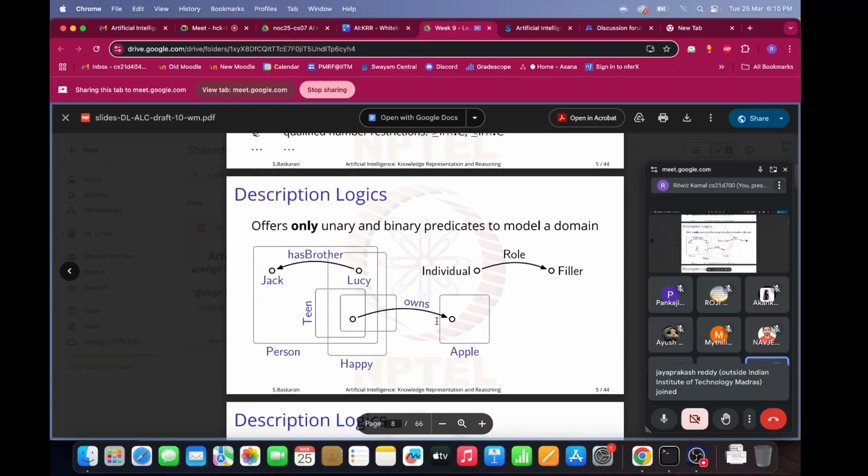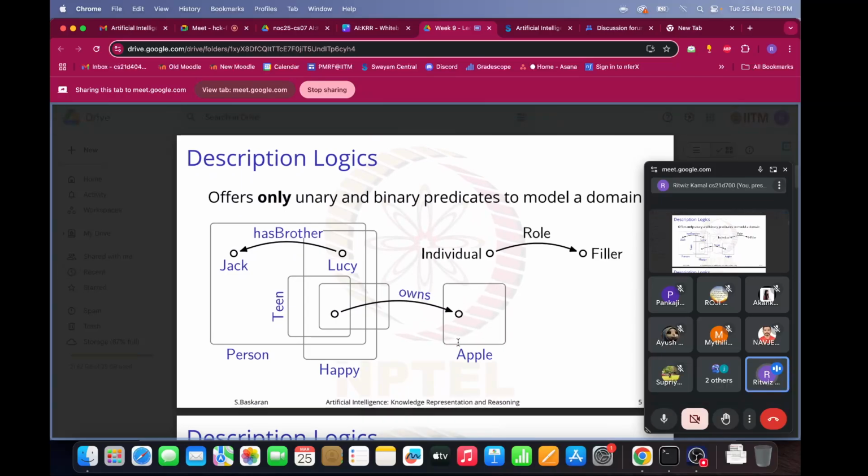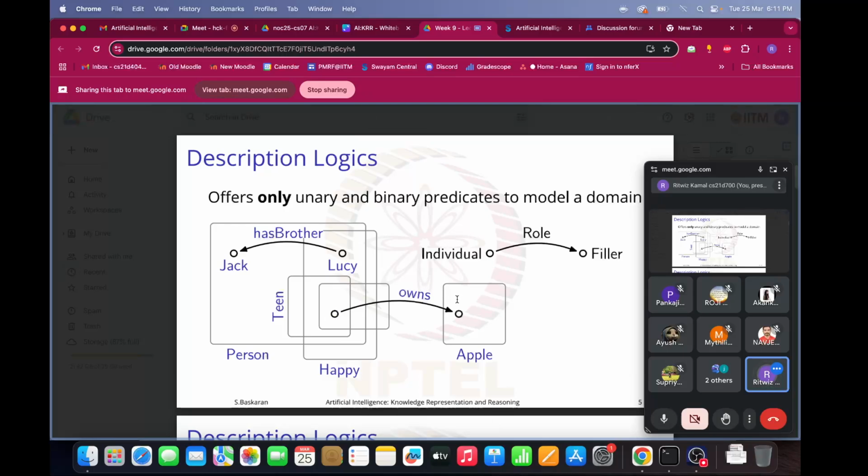So you see, this is a good example over here. These boxes are the different concepts. Okay, and then these small circles, these are like roles connecting the different sets to each other. For example, this big box represents the set of happy people. Okay, and then there is this role called owns that connects it to another set that is represented by apple. So this basically represents that people who own an apple are happy.